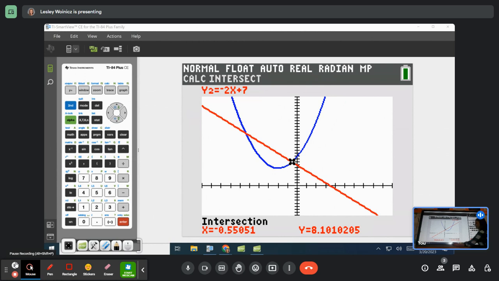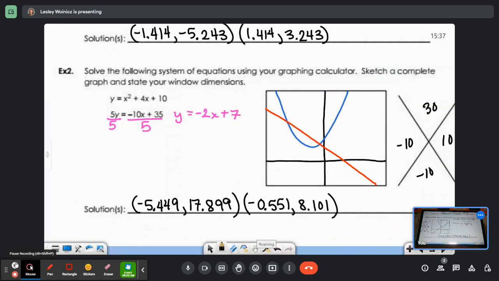Anybody need help with the calculator steps? Okay, that's it.